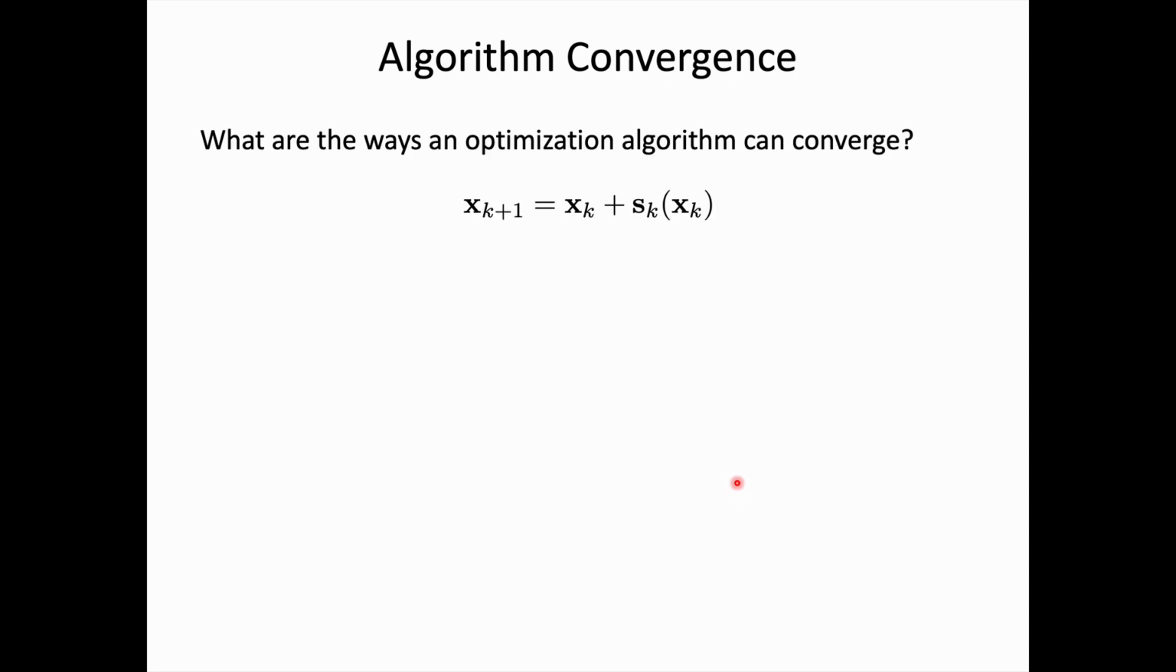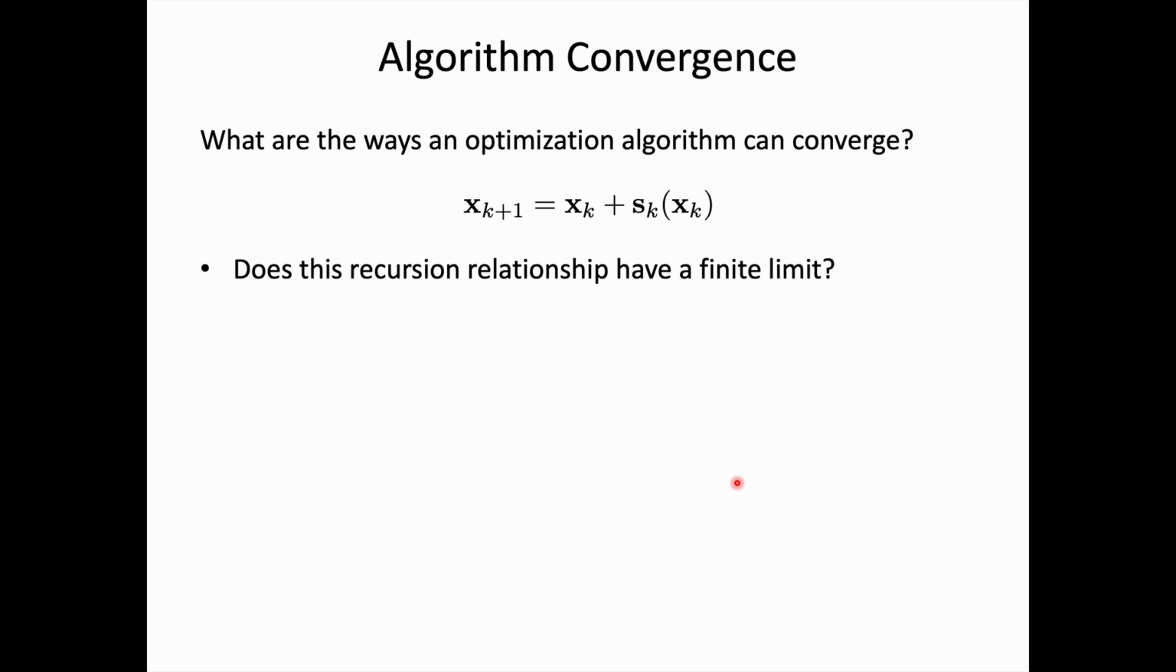Now that we've talked briefly about the convergence of sequences, what about the convergence of algorithms? What are the different ways an optimization algorithm can converge? And notice that this general formula for an optimization algorithm looks a lot like the recursion relationship that we had for sequence definitions. So does this recursion relationship have a finite limit? If it does, then this algorithm is going to converge to a point.